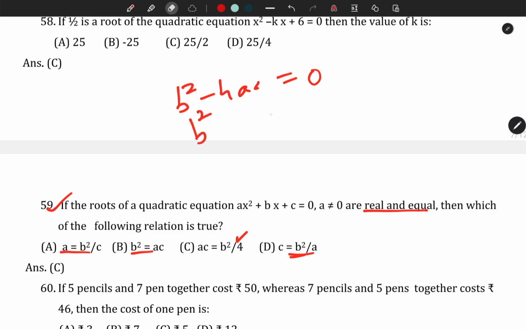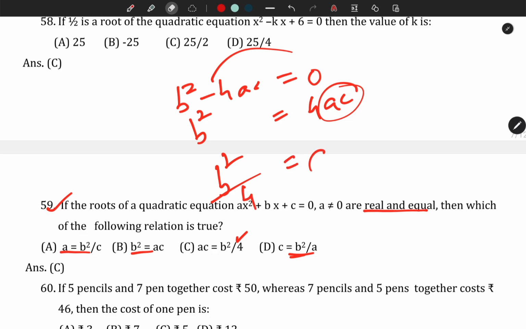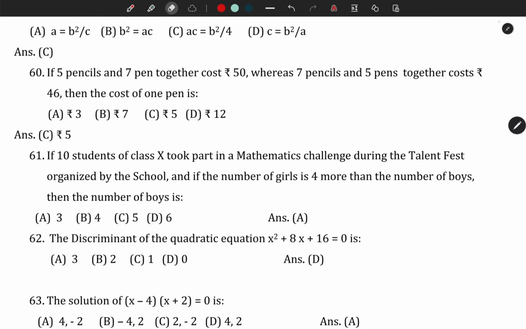Anyway, let's calculate this. b square, take 4ac to the other side, it will be minus 4ac, it will become plus 4ac. And if you keep ac alone on one side, we'll have b square divided by 4 equals ac. So ac equals b square by 4. That's the correct answer.